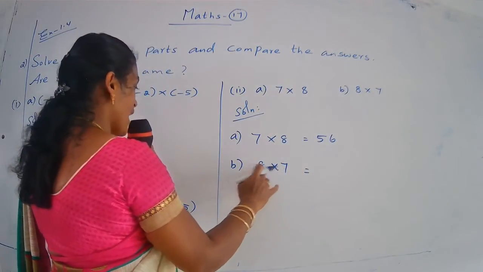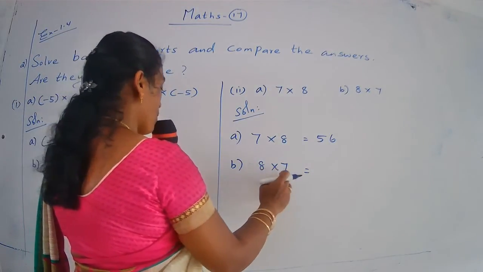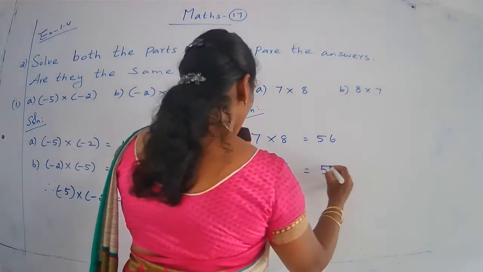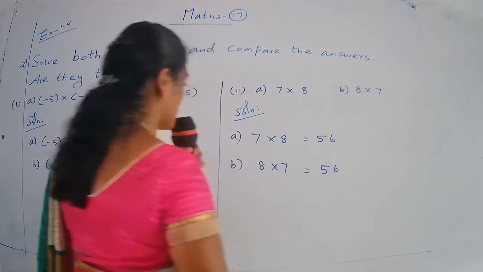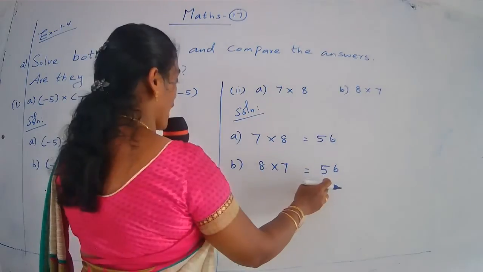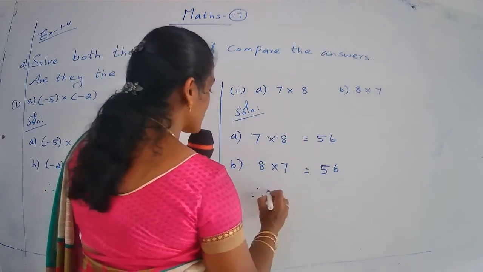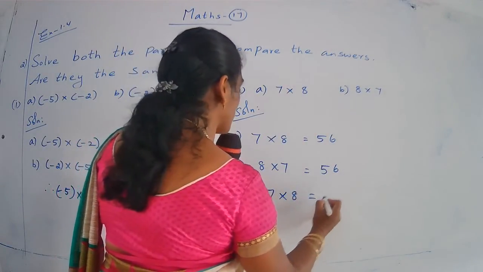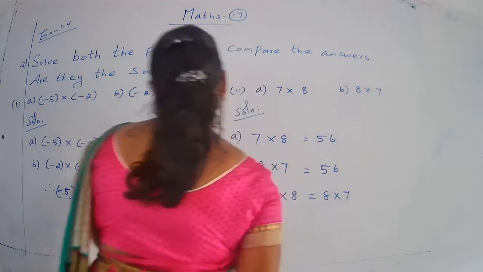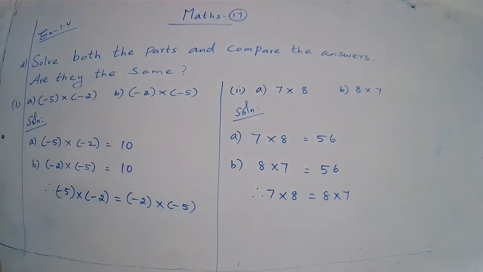So all of you take a classwork note and continue the classwork. Yesterday, in exercise 1.4, the first question is done. Now the second question. Write it in your classwork note. Solve both the parts and compare the answers. Are they the same? In second question, first one, A part is minus 5 into minus 2 and B part is minus 2 into minus 5.